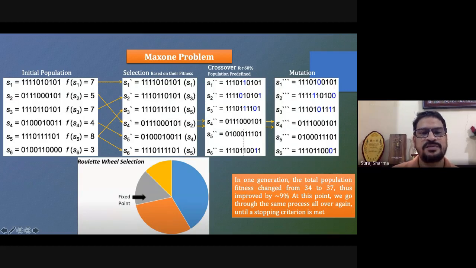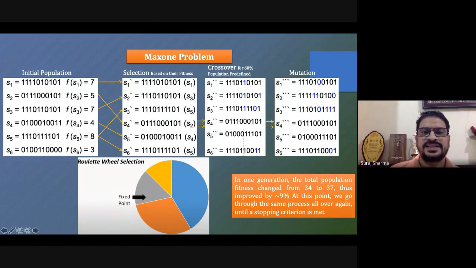Here we have five 1s, so we get 5 as the fitness value. Here we have seven 1s, so we get 7 as the fitness value. Here it is 4, 4 is the fitness value. Here we are getting 8, and here we are getting 3. Now, what is the total? If we add it up, we'll get 34.